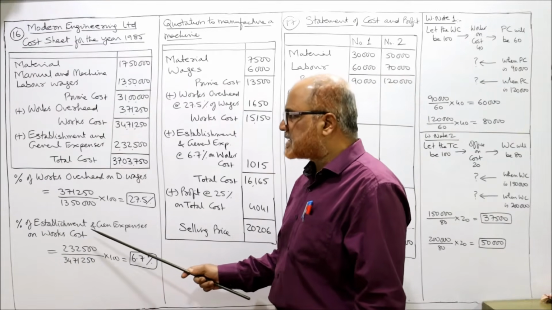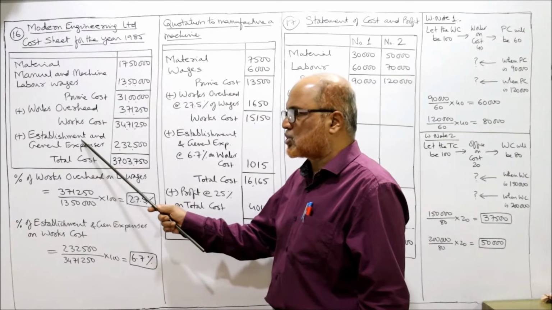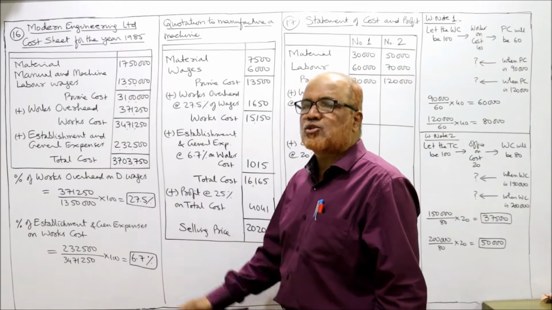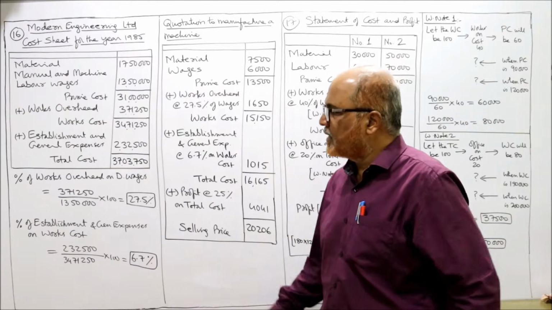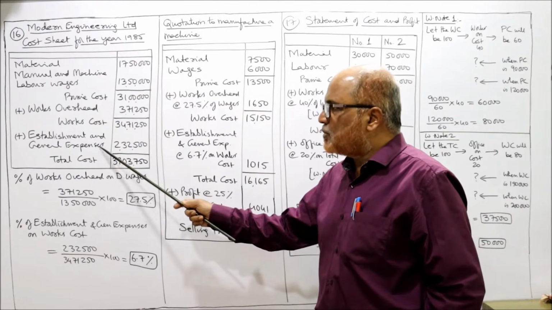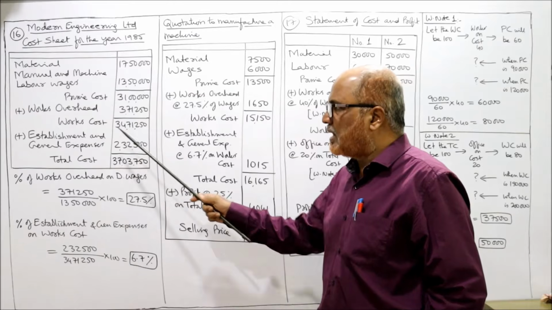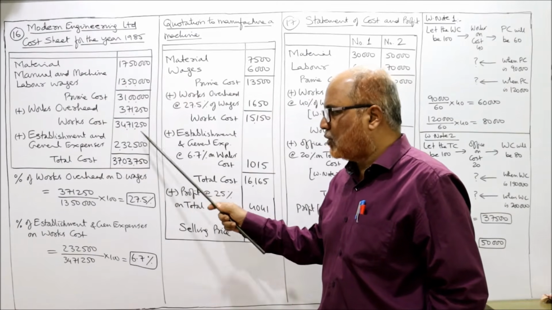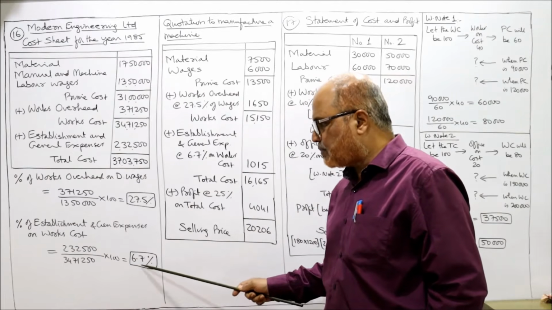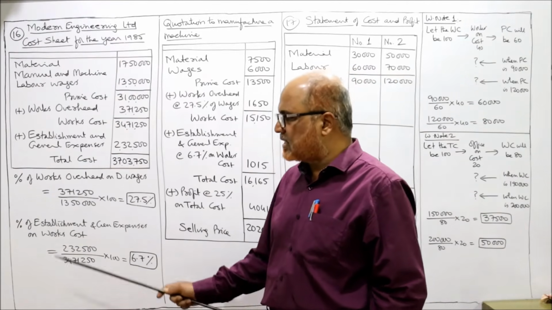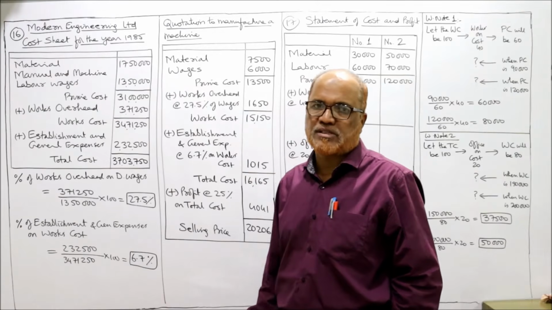Second, percentage of establishment and general expense on works cost. These establishment and general expenses are administration expenses, administration overhead. So establishment and general expense are 2,32,500 and works cost is 34,71,250. So 232,500 divided by 34,71,250, 6.7% is the percentage of establishment and general expenses.